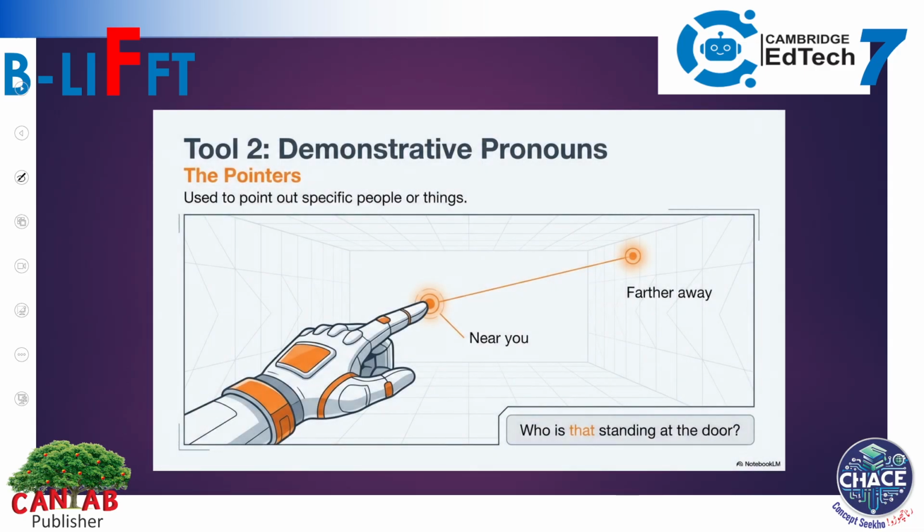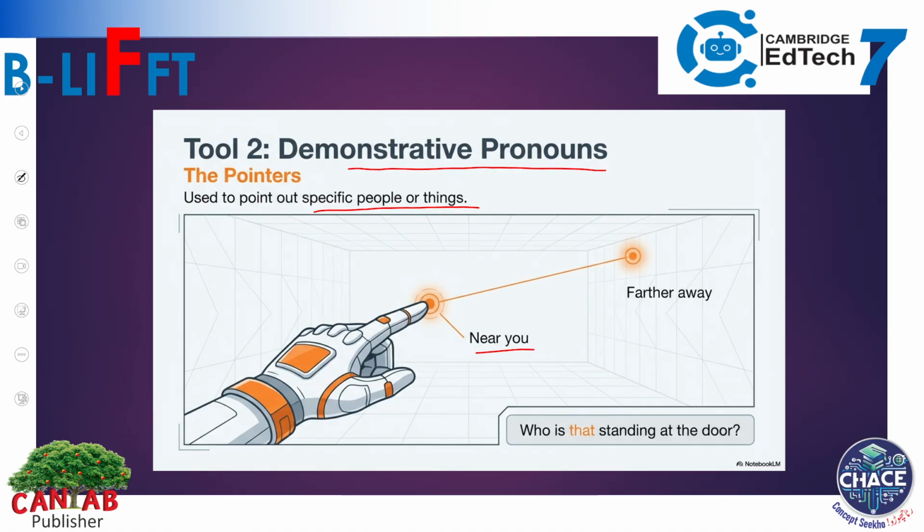Then the second type is demonstrative pronoun. In this, we point out something. The pointers are used to point out specific people or things. We point to a thing which is near us or which is far from us.